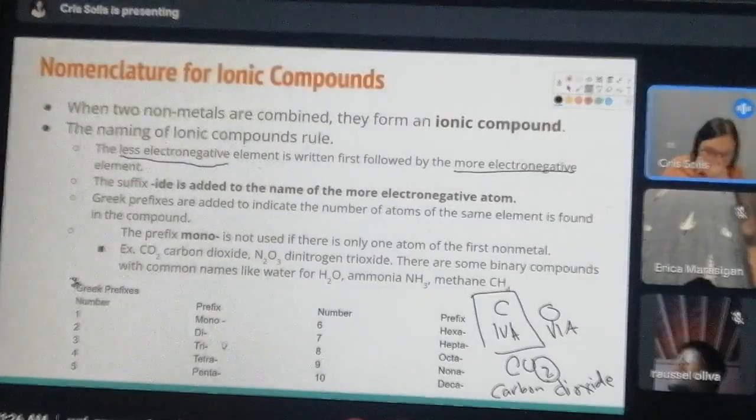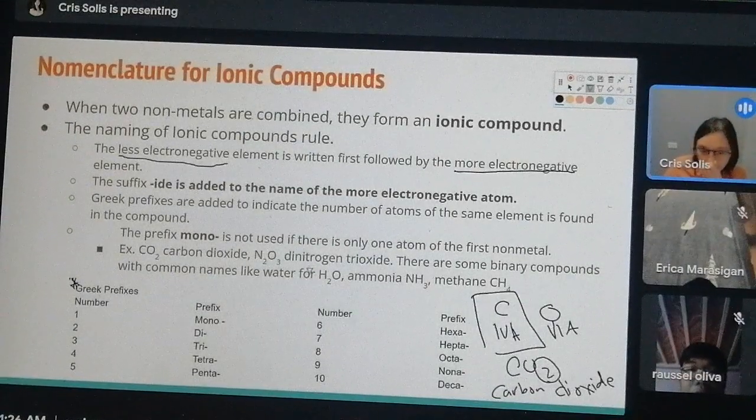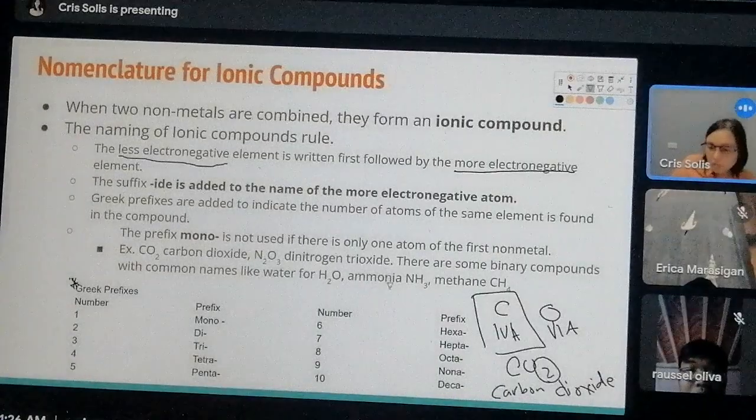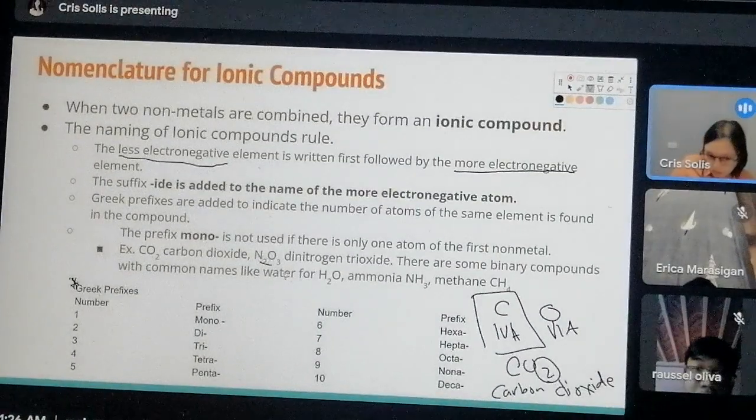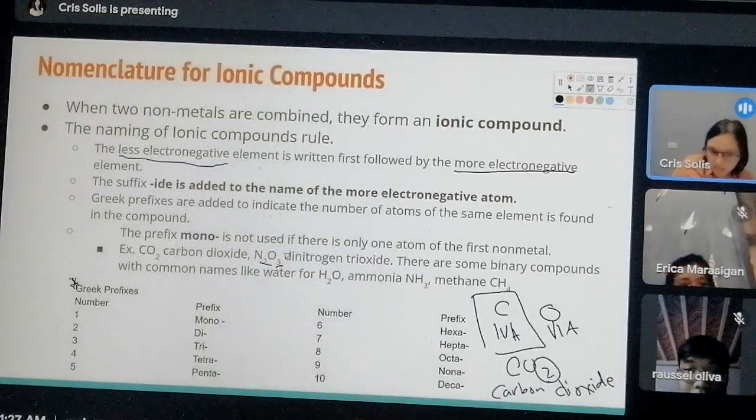So what are the Greek prefixes? So yan, katulad nito. N2O3. That's dinitrogen trioxide. You have nitrogen, subscript of 2, and subscript of 3. Kaya, di, or 2, tri, para sa pangalawa.